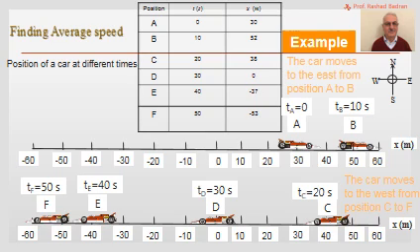In the previous session, we used this example to determine the average velocity of a car in its trip from A to F. Now we're going to use the same example to find the average speed of this car as it moves in these different time intervals and positions.